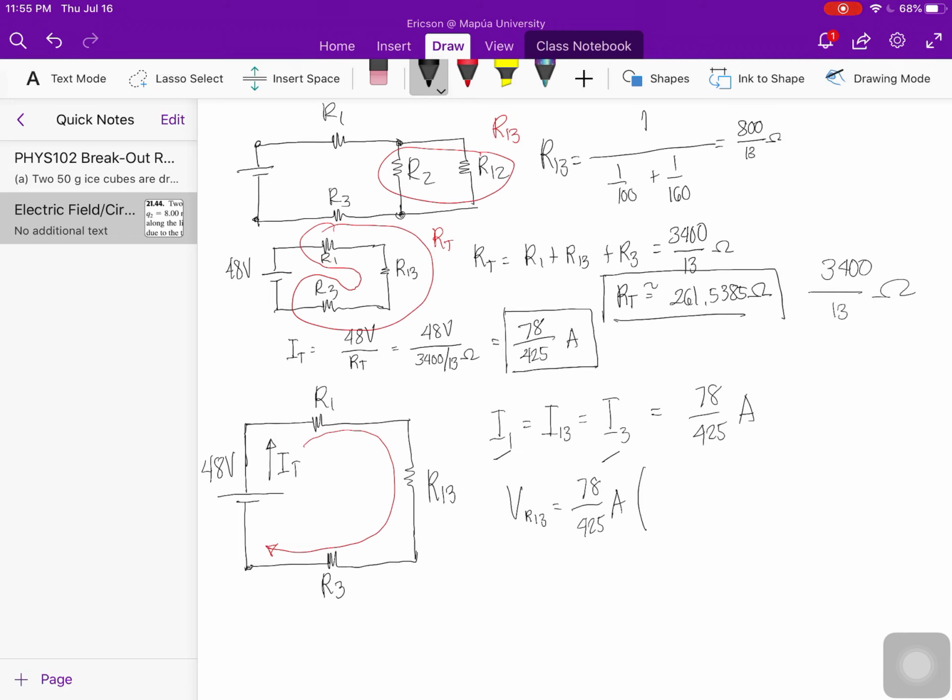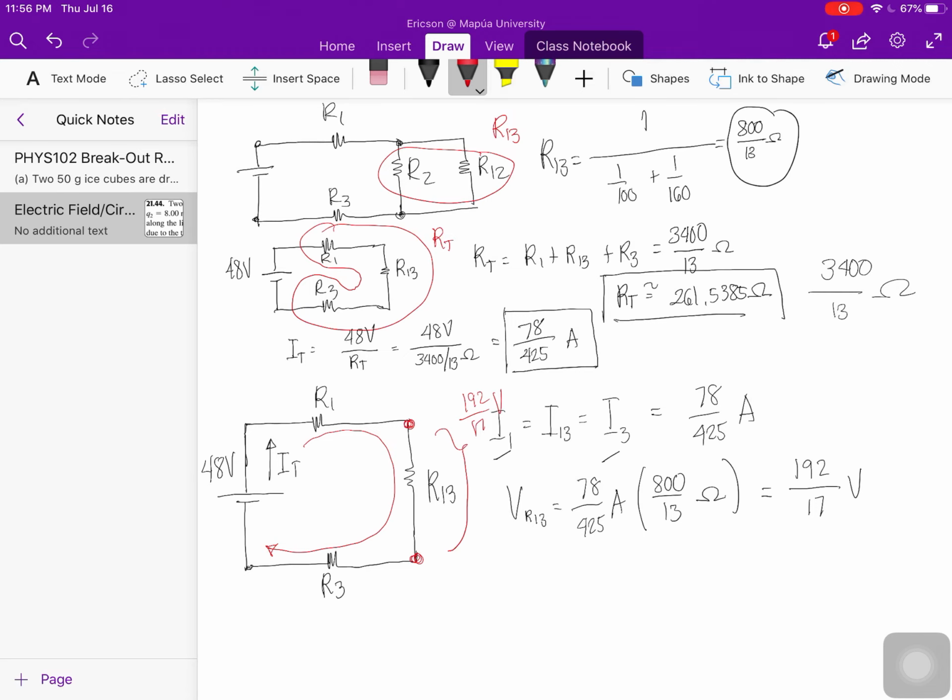which is equal to 78 over 425 amperes times the value of R13. Ano yung R13 ko? 800 over 13 ohms. This one. So I could now have the value of the voltage on R13: 78 over 425 times 800 over 13. Answer is 192 over 17 volts. Meaning, the voltage on this node or on this branch is 192 over 17 volts.